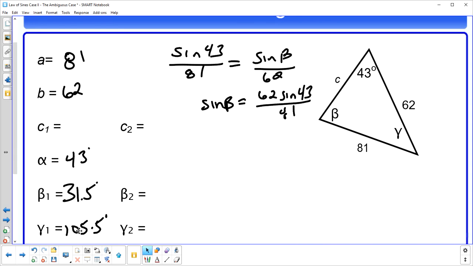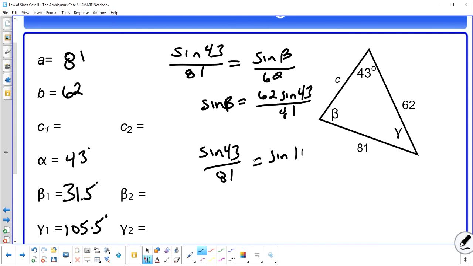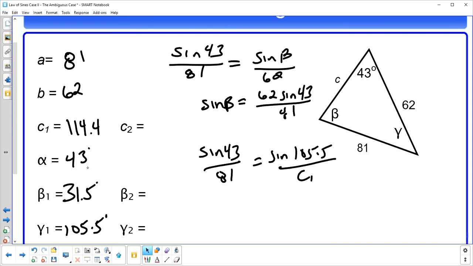And then applying the law of sines, we could say sine of 43 over 81 equals the sine of 105.5 over C sub 1. That would give us a C sub 1 of 114.4, which makes sense again because our smallest angle is opposite our smallest side, biggest angle opposite our biggest side. Now, to test to see if we have a second angle, since we found beta 1 first here, we're going to find beta 2.